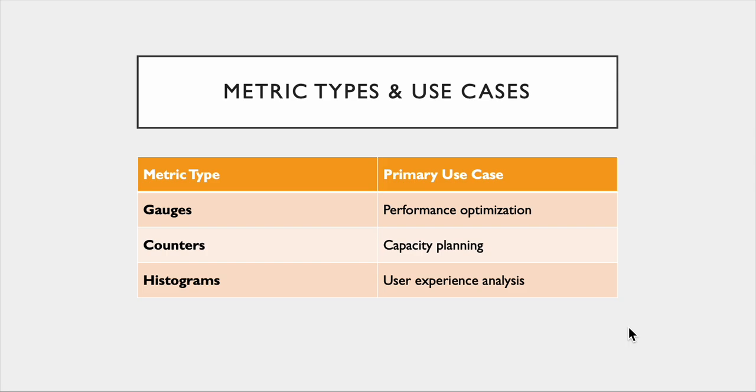By understanding when and how to use these metric types, you can design an observability strategy that provides deep, actionable insights into both system performance and user behavior.